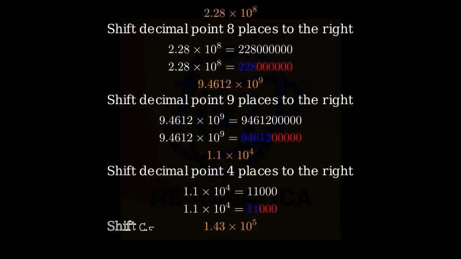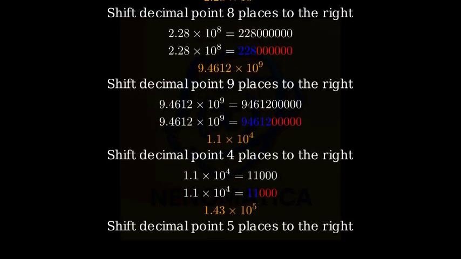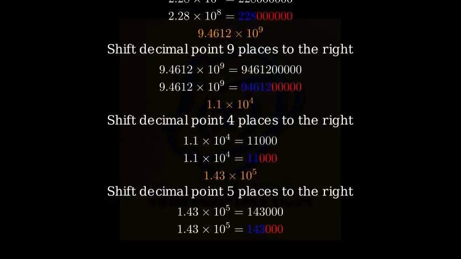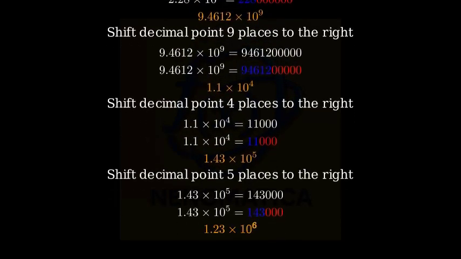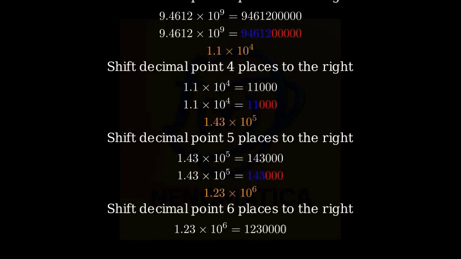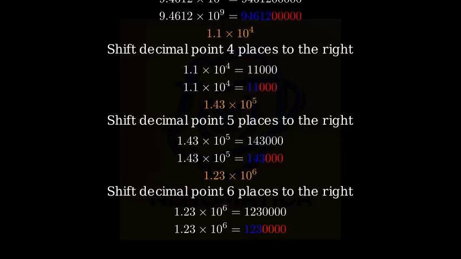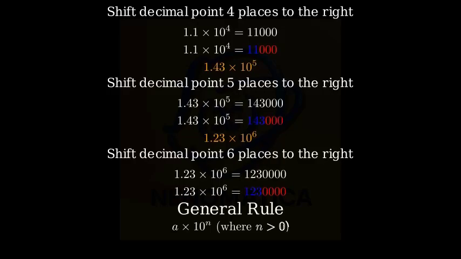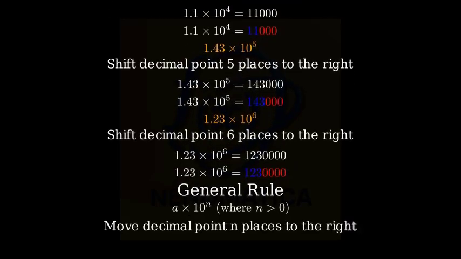Let's look at our fourth example, 1.43 times 10 to the power of 5. We'll shift the decimal point 5 places to the right. Moving the decimal point 5 places to the right gives us 143,000. Our final example is 1.23 times 10 to the power of 6. We'll move the decimal point 6 places to the right. Moving the decimal point 6 places to the right gives us 1,230,000.